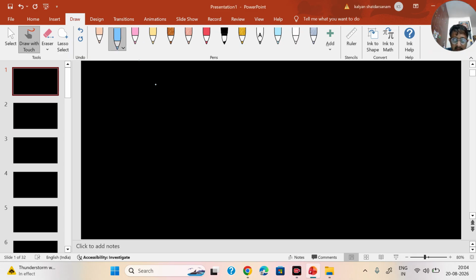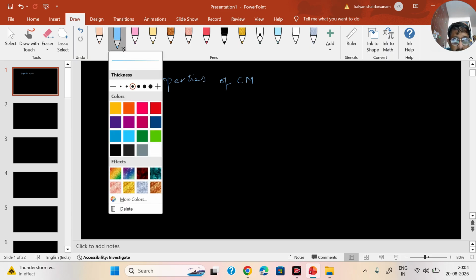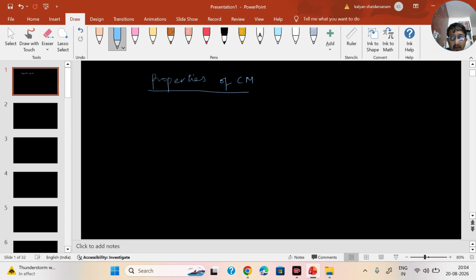So the topic is properties of center of mass. Actually, the real topic starts from here only. This is the real topic. So let me update you on these properties.